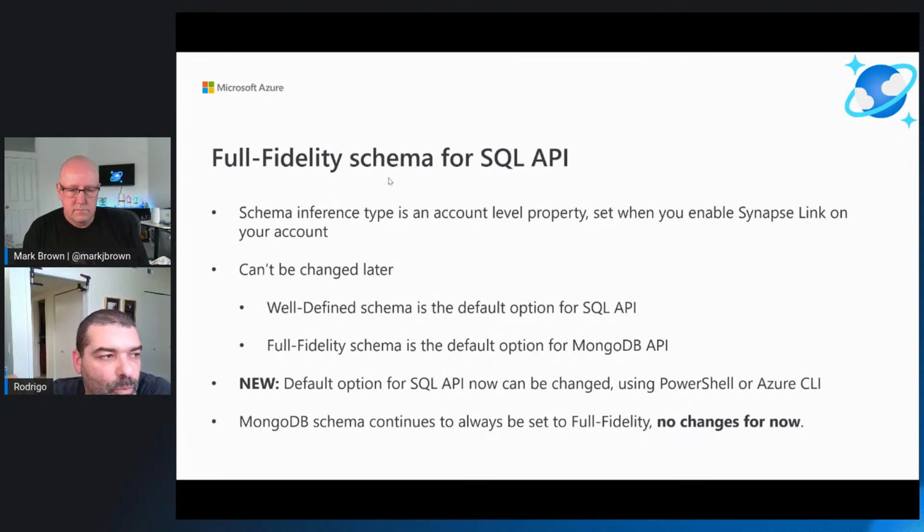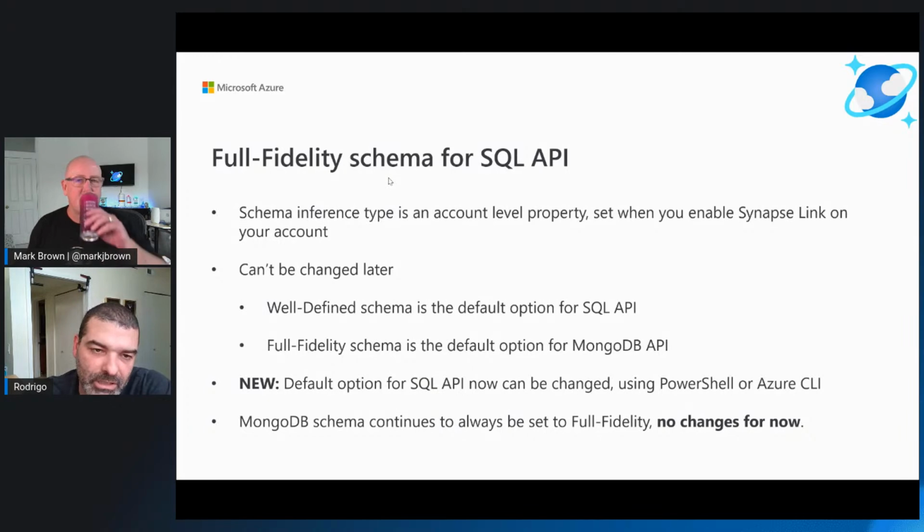So until a couple of weeks ago, well-defined schema was the default option for SQL API, and full fidelity schema was the default option for MongoDB API. And customers couldn't change this option. So can you define what well-defined schema means, and what full fidelity schema means? Because I'm not clear on what the difference is. Yes, that's a great question, and the best question is when the answer is in the next slide. Oh, okay. I'm glad I could tee you up for next. I'm going to give you a great example, and you'll understand what I'm saying.